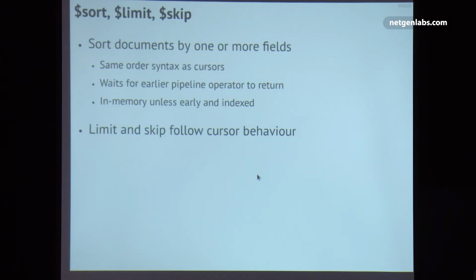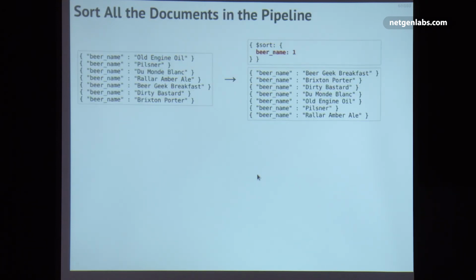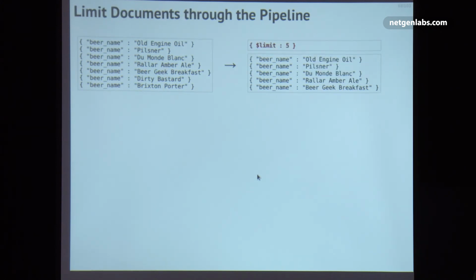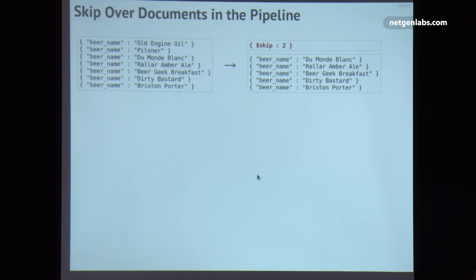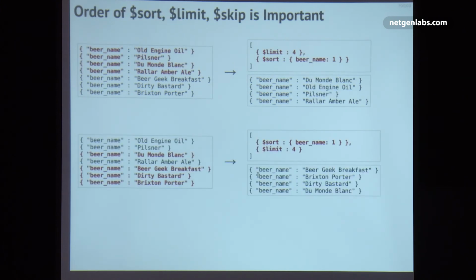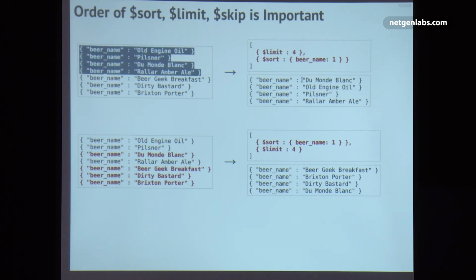And then we have sort, limit, and skip. And unlike normal query syntax, the order is important. I don't have to explain what sort does. It sorts, or limit limits, or skip skips, right? You can see those slides back later. But what is important is the order in which you do this. So if, as pipeline operators, you first do a limit and then do a sort, it basically only finds the first 4 documents and then sorts on those.